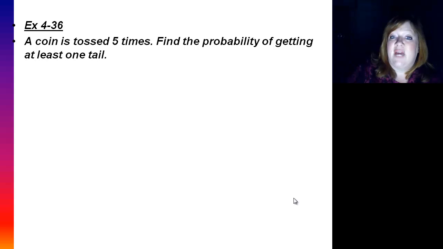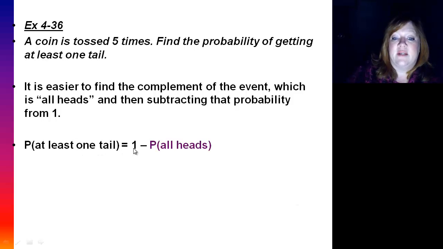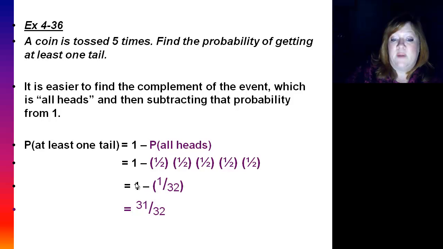Let's look at this next one. A coin is tossed 5 times. Find the probability of getting at least one tail. It's easier to find the complement of the event, which is all heads, and then subtract that probability from 1. So at least one tail is going to be 1 minus the probability you get all heads. So we have 1 minus 1 half times 1 half, 1 half, 1 half, 1 half. You multiply straight across and you get 1 minus 1 over 32. Remember, 1 is the same as 32 over 32, and 32 minus 1 is 31. So that's it, and hopefully that helps you.